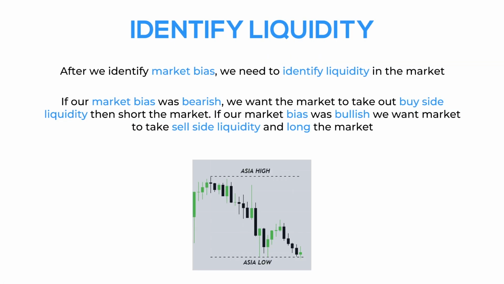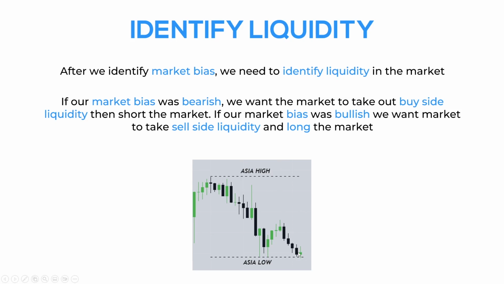Now, let me explain it a little bit further so you can understand easier. Say right here, our market bias was bullish. If our market bias was bullish, we want the market to take out sell side liquidity, then long the market. So see right here, we've taken out sell side liquidity. After we've taken sell side liquidity, we then want to long the market. Now, say our market bias beforehand was bearish, we want the market to take out buy side liquidity and then short the market.